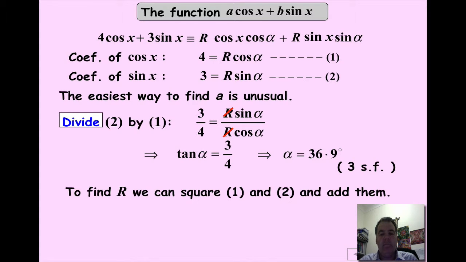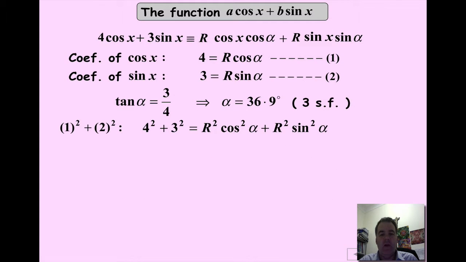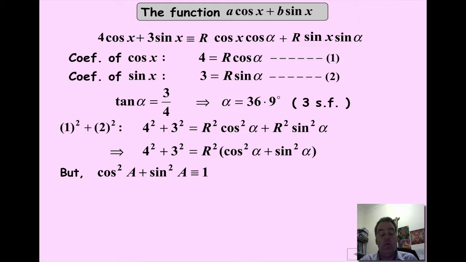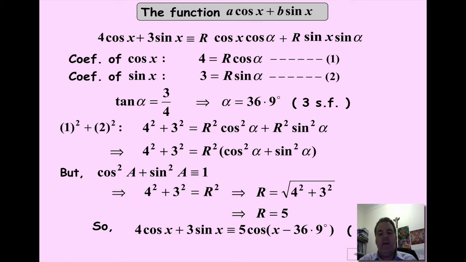Once we've found that one, the way that you find r is go back to those first two equations, square and add. Why would squaring and adding help us here? The reason is when we do that, on the right hand side we factorize r squared, and we get cos squared alpha plus sine squared alpha, which we know is equal to 1. So therefore r squared is 4 squared plus 3 squared, so r is equal to 5. So now that is the exact result for 4 cos x plus 3 sin x.